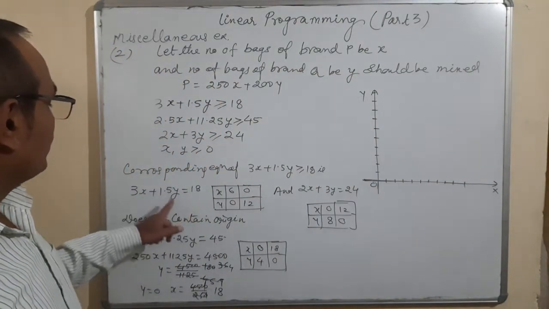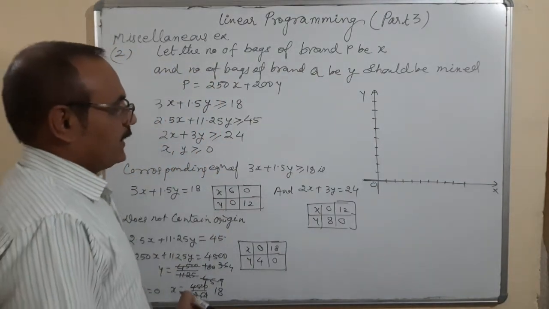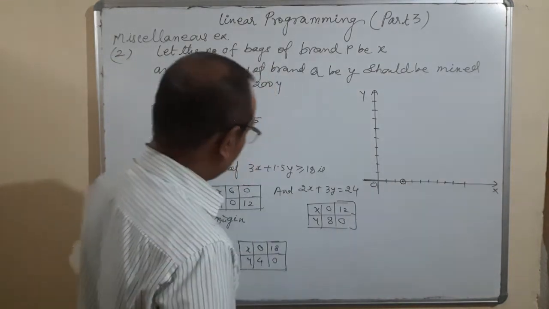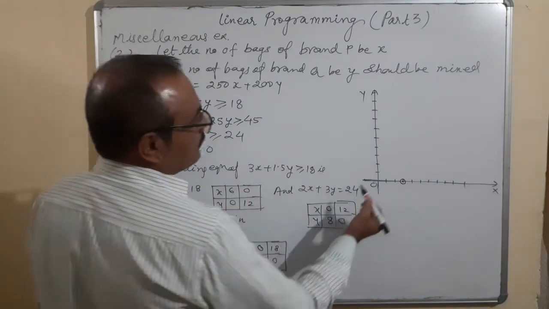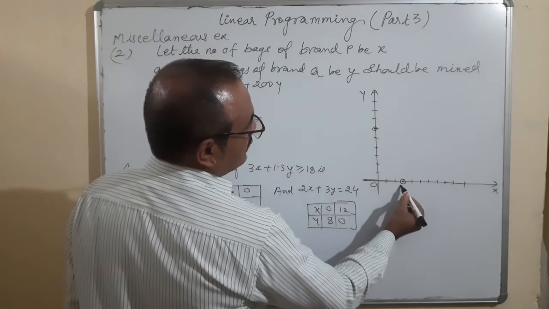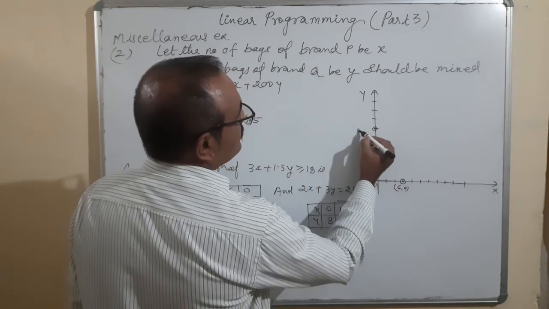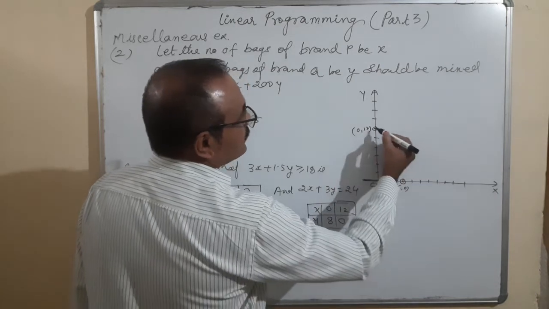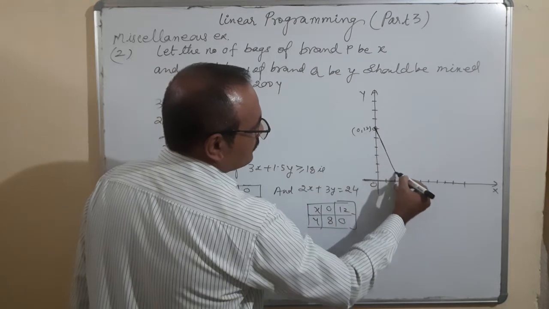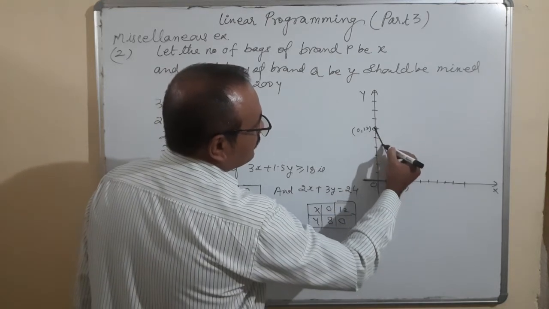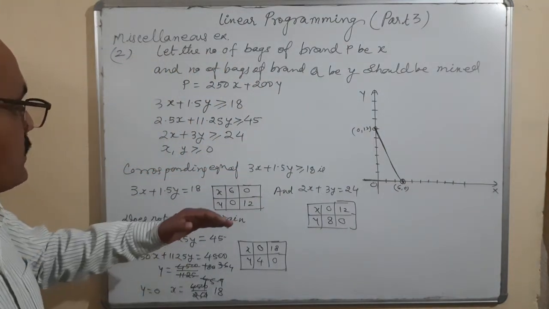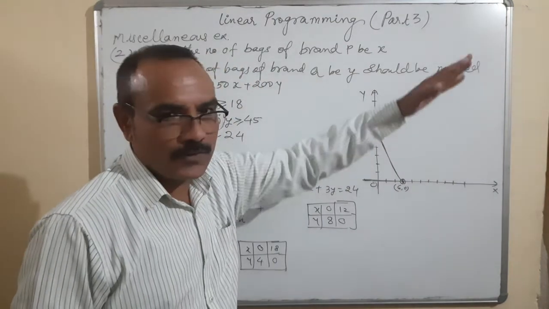For the first inequality, this is 6 comma 0, x is 6, y is 0, then 0 comma 12. When I join it, this is the line. It does not contain the origin, that means the shading is away from it.